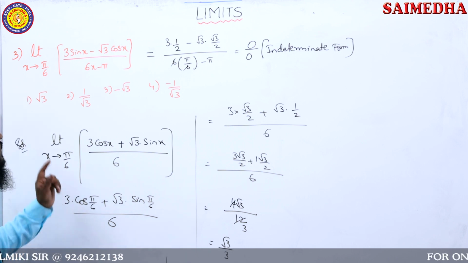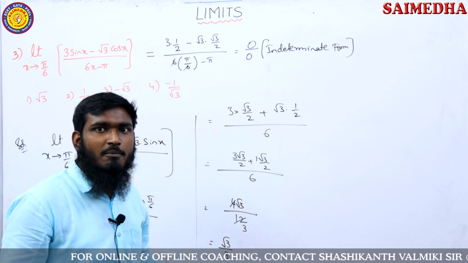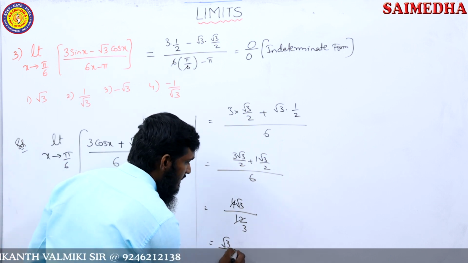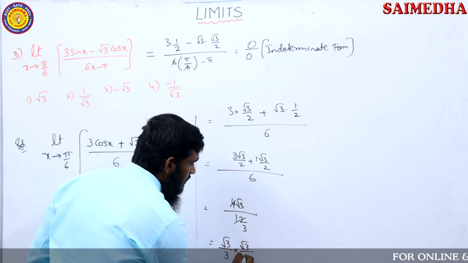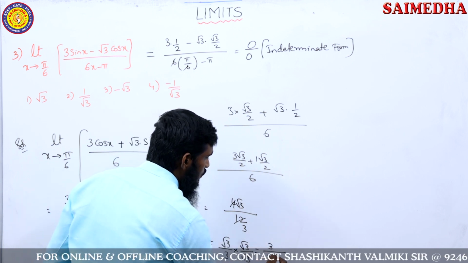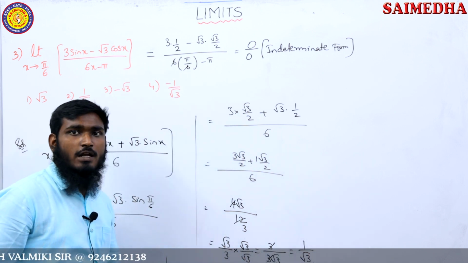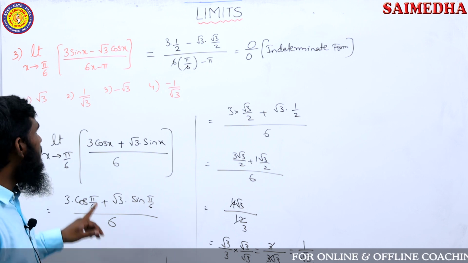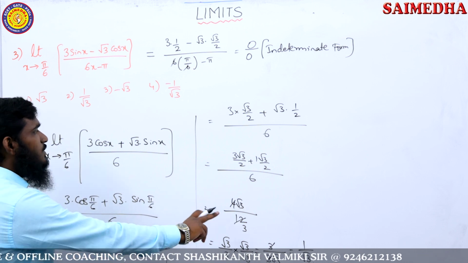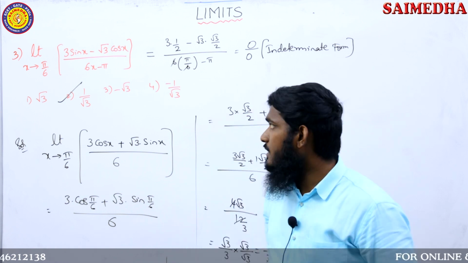Now let us check the options over here. It is root 3, 1 by root 3, minus root 3, minus 1 by root 3. But we are not getting the answer over here. So what we can do is rationalize this: multiplying and dividing by root 3, root 3 into root 3 means 3, divided by 3 root 3, the 3 gets cancelled, which is equal to 1 by root 3. Okay, now we are getting the answer as 1 by root 3. As per our answer, we can go with the second option. What is the second option? 1 by root 3.